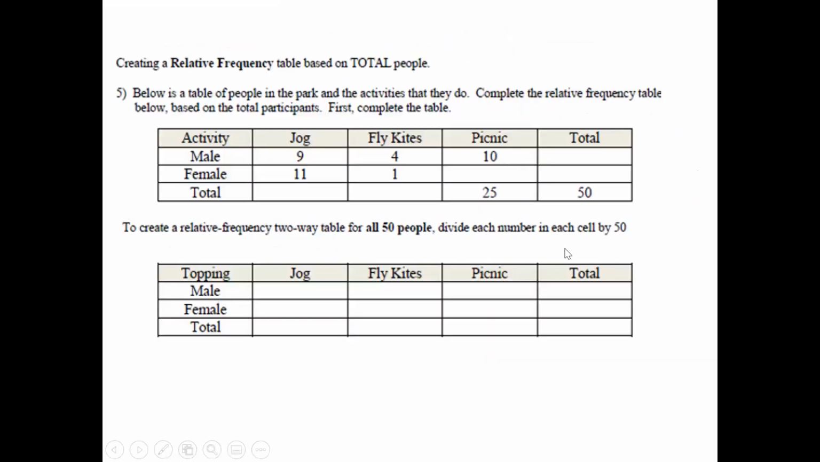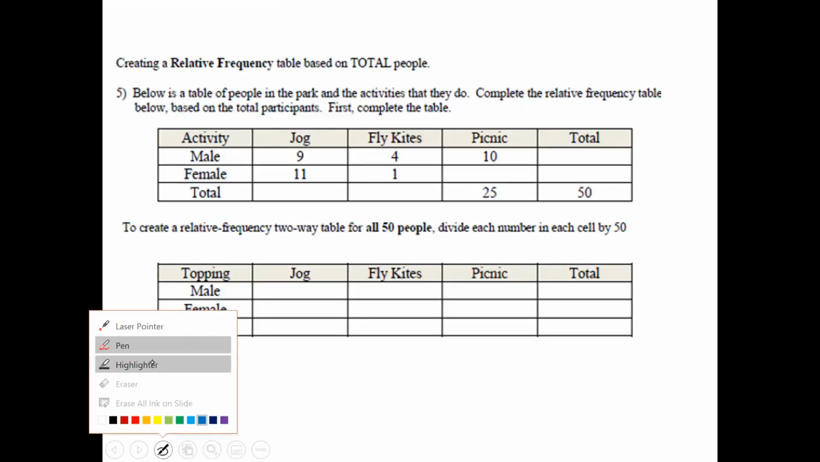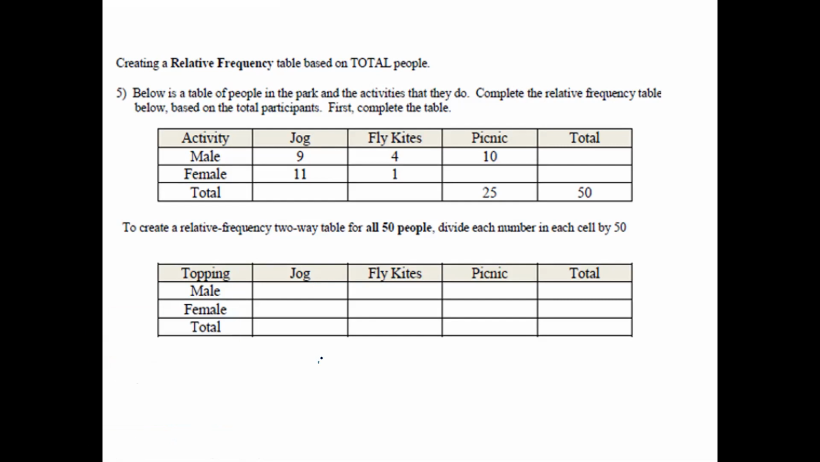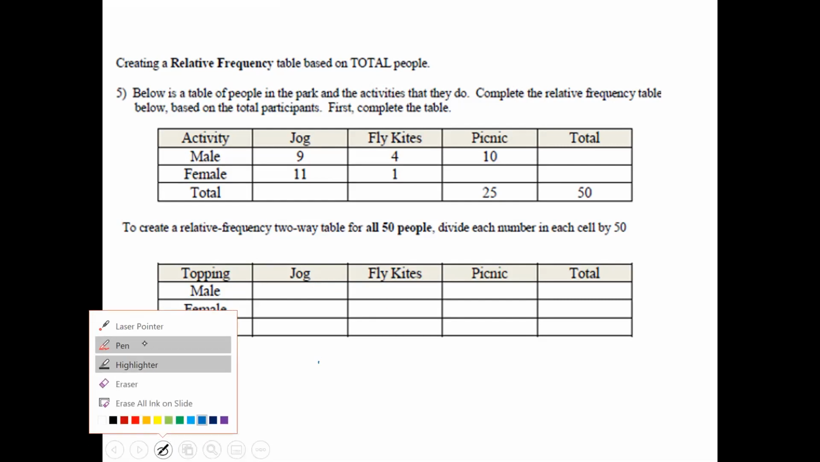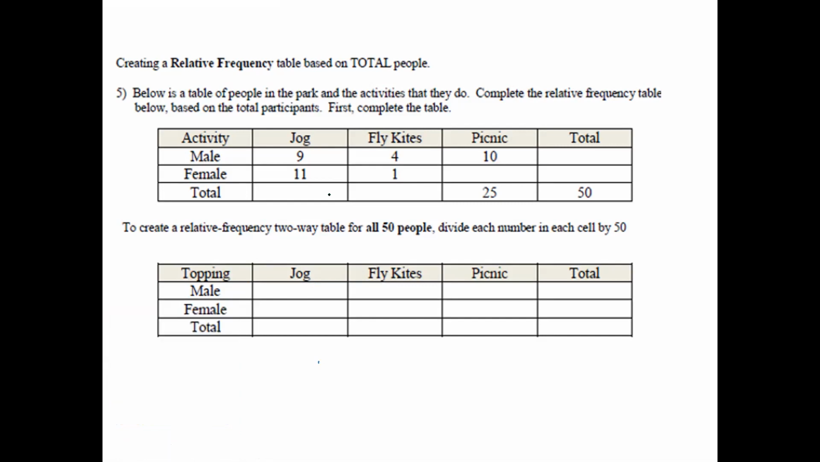All right, let's go ahead and take a look at the bottom here. So I'm going to go over question number 5, and you're going to go over the bottom part right here. Looking at this, total of male and female joggers, you add them together, which is going to give you a 20. Total number of people flying kites is going to be the grand total 50 minus 25 minus 20, which is going to give me a 5.